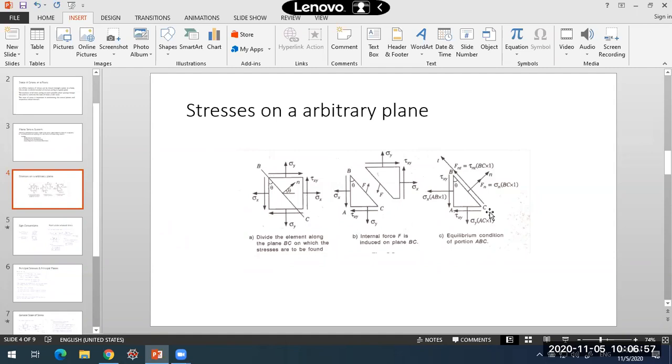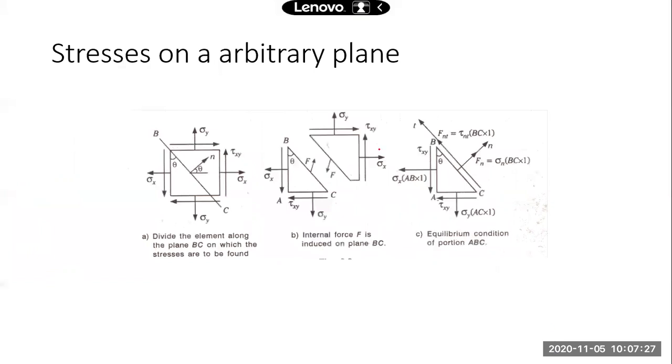After that we have seen how we are going to calculate or analyze the state of stress at a point. For that we will be considering a small element within that body, as shown over here. Then we'll pass a plane with the required inclination through this element. I want to know what are the stresses acting on this inclined plane BC.